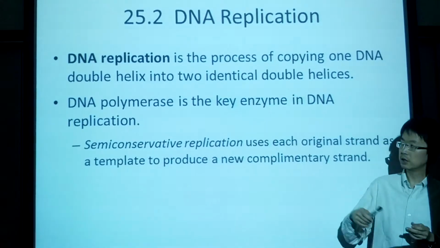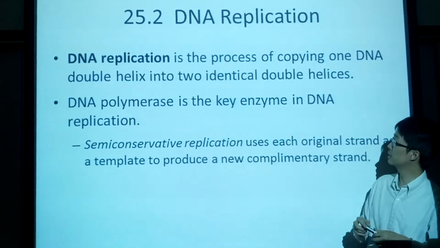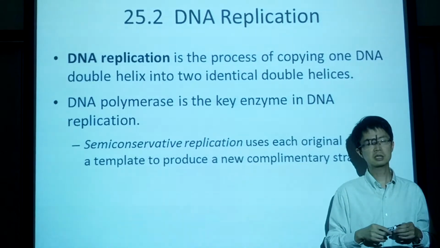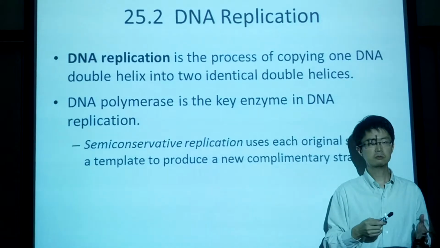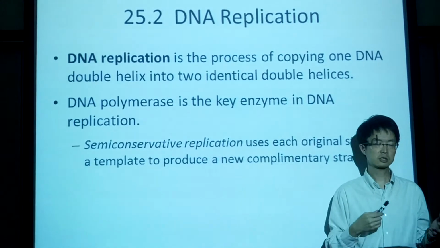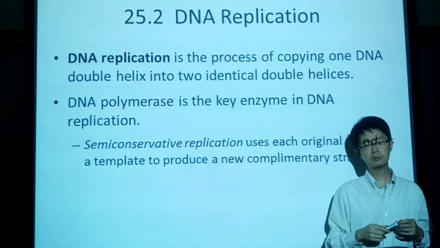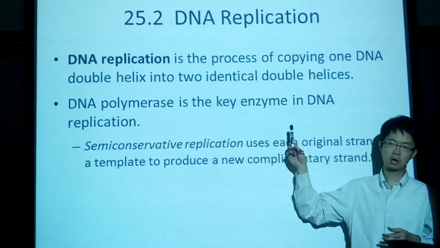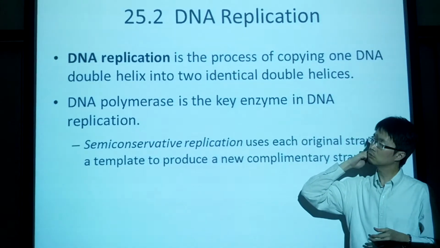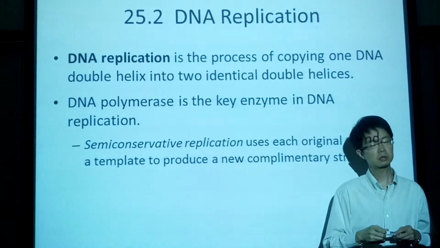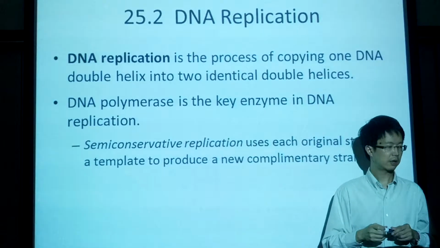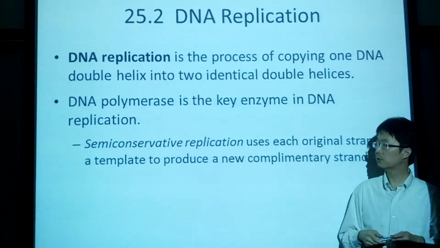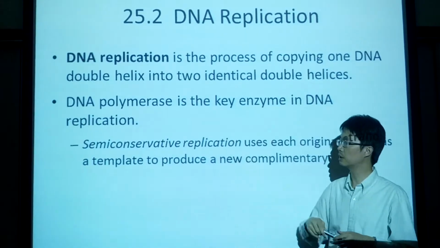DNA replication is the process of copying a DNA double helix into 2 identical double helixes. It is similar to making a Xerox copy. But when you make a Xerox copy, you usually get 1 to 1, while this time you make 2 copies. Well, it's not a good analogy. Anyway, to do DNA replication, you need an enzyme to speed up the process, and the enzyme is called DNA polymerase.